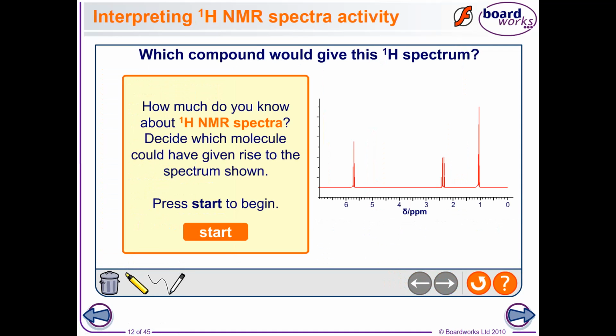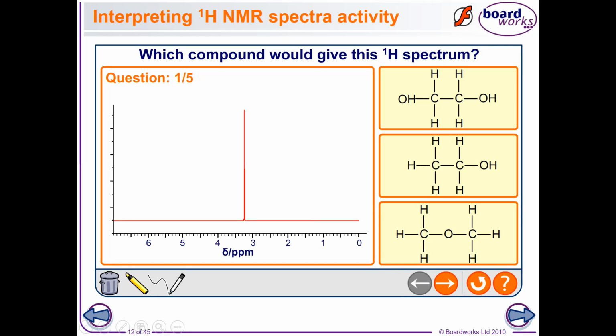Okay, first of all, it's just going to ask us some questions about chemical shifts before it goes into the splitting patterns. Okay, so which compound would give that spectrum there? It's just got the one peak, meaning the hydrogens must be in an identical environment. Okay, so let's have a look.